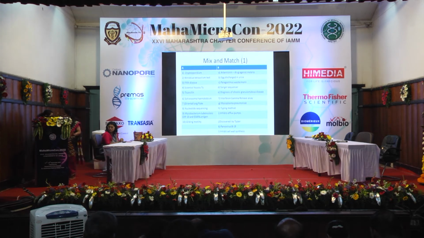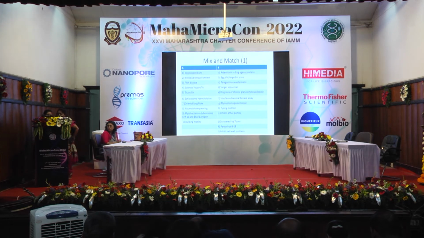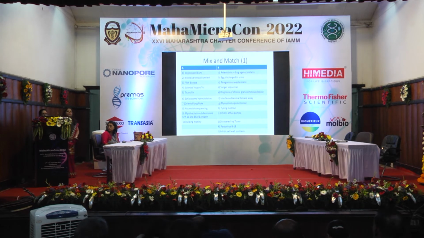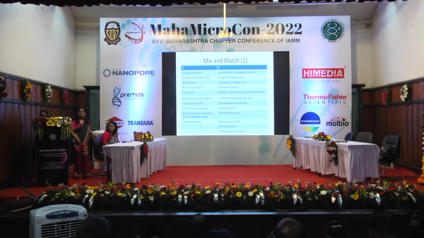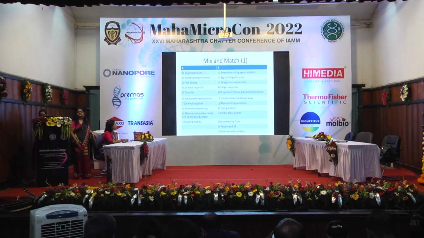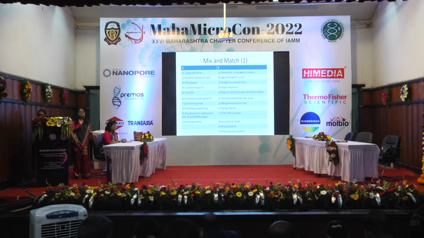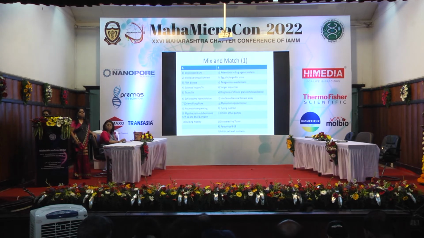So you take one from column A and match it to small a, small b, small c from column B. Okay, so I've given different numbers. So take the number from column A and match it to the small letter from column B.